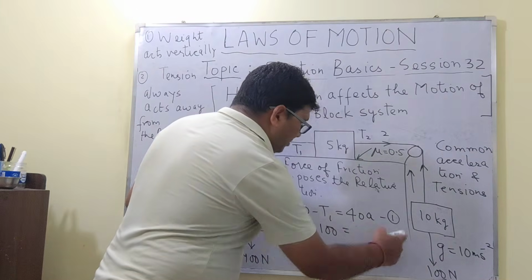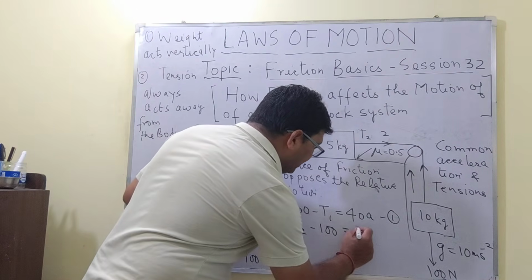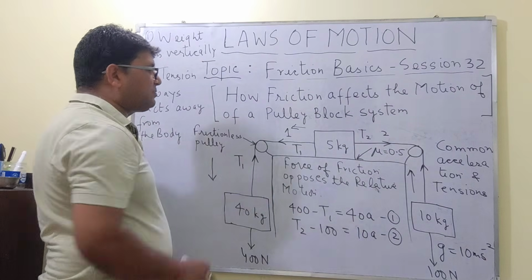So this is the net force acting on this 10 kg block, and this will be equal to 10 into A. This is the second equation. Now let's come to this block.